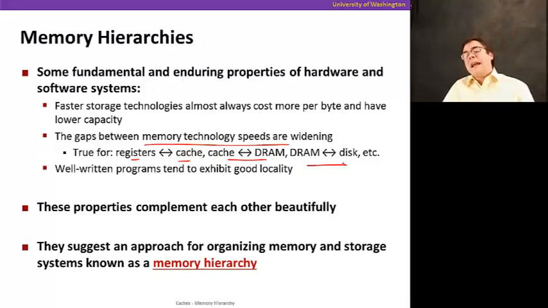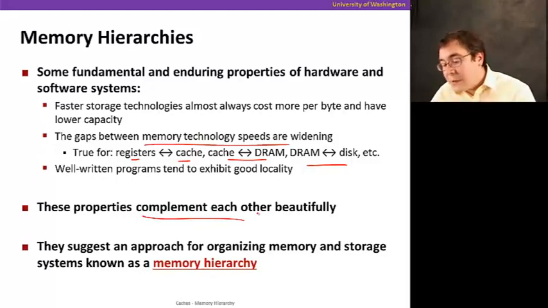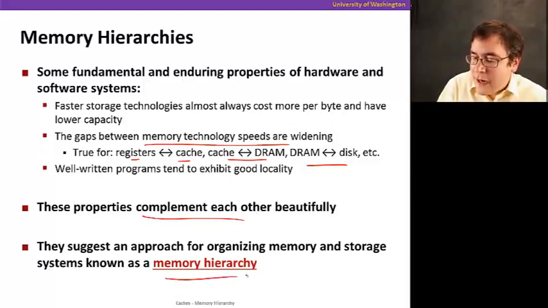And if well-written programs exhibit locality, that suggests that you can actually build progressively larger and slower memory hierarchies and still give the illusion, from the processor's point of view, that the memory is most of the time pretty fast. So these properties really complement each other beautifully to form a large pool of memory that behaves as if it were very, very fast, even though it's composed to a large extent of slow, large memory. So they really suggest organizing them in the form of a hierarchy.